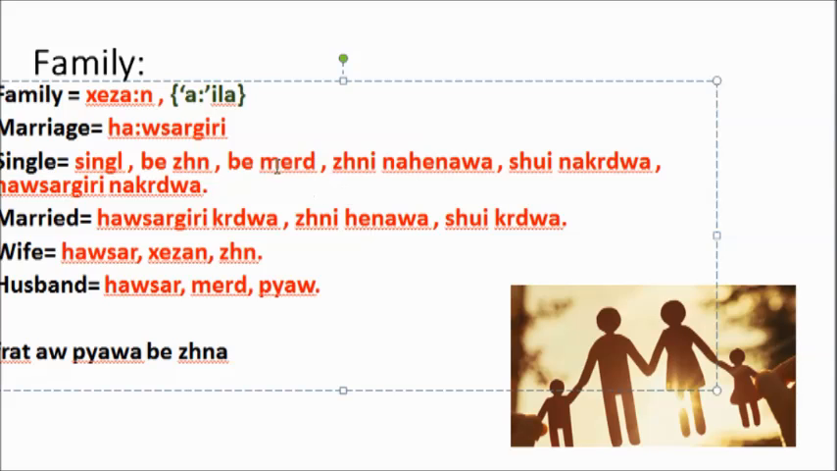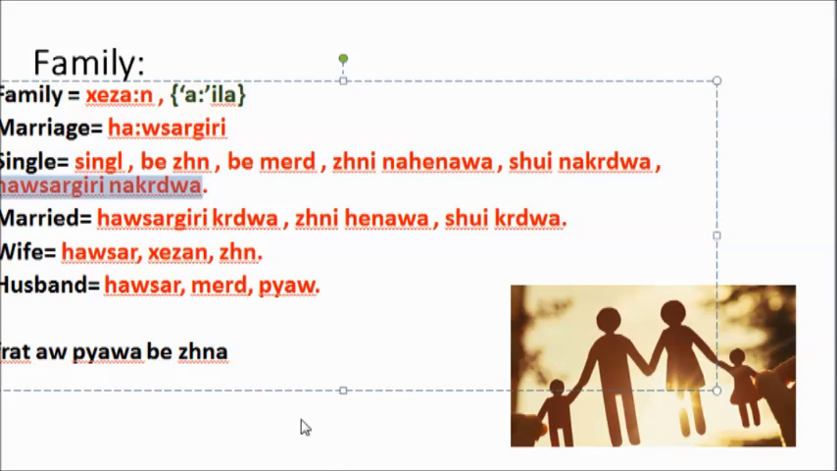But I think this sounds informal. So if you wanted to be more formal and more Kurdish, you would say Hawsergiri nekerdua. It's used for both male and female. It means he doesn't marry, he hasn't married yet. You can say that.